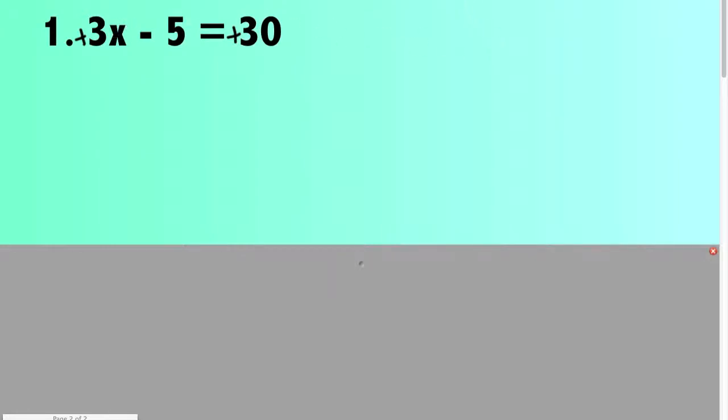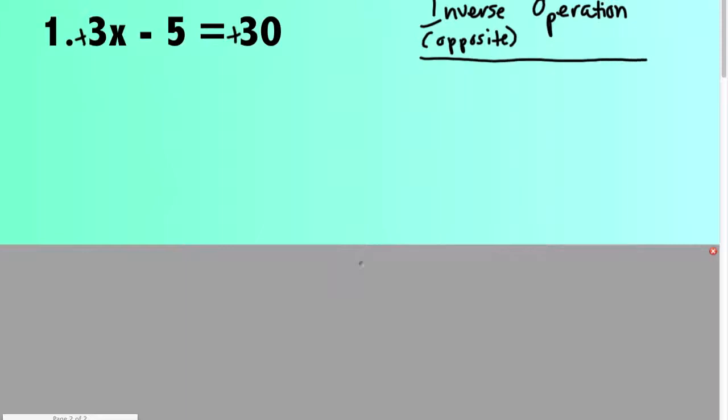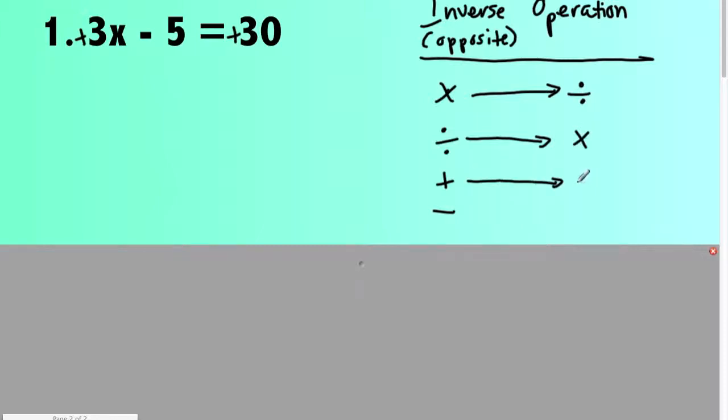So inverse operation, just to start, looks like this. And what it is, the opposite, so inverse just means opposite, operation. So when you think of the four different operations, you have multiplication, you have division, you have addition, and then you have subtraction. The opposite of multiplying is division. The opposite of division is multiplication. The opposite of addition is subtraction. Sorry, Freudian slip there. And the opposite of subtraction is addition.